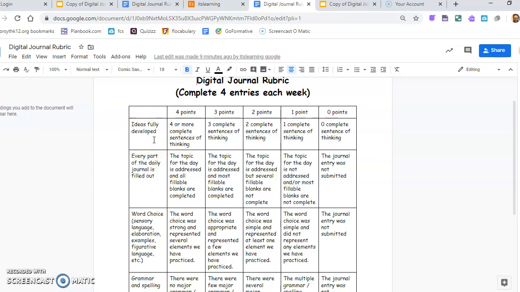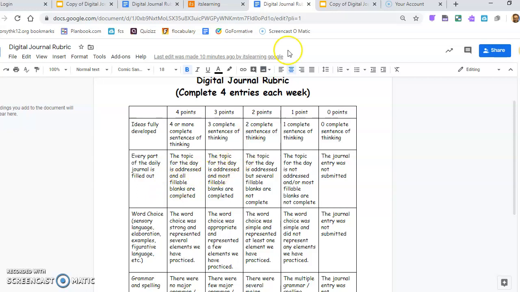They don't have to be super long responses, but you should show that you put some time into it. Here, every part of the journal is filled out. So a lot of this is just, did you put the date? Did you put a word to describe how you're feeling? And did you address what the topic of the day is?